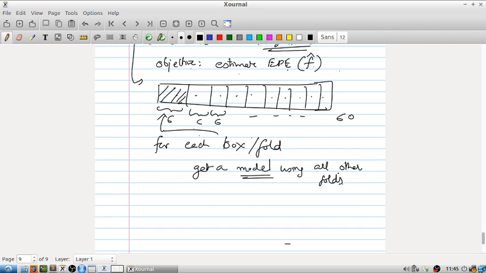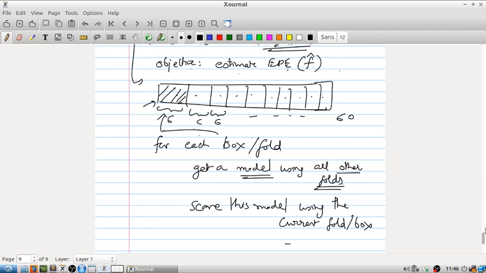So get a model using all other folds, and then score this model using the current fold or box, whatever. So let's say I pick the first box, then I use all other boxes to compute a model, and then I'll score that model using this first box.